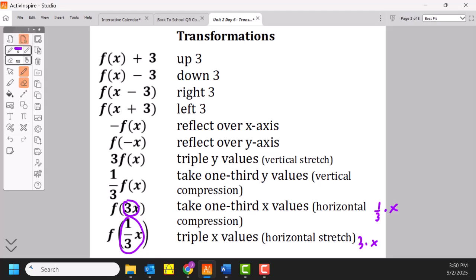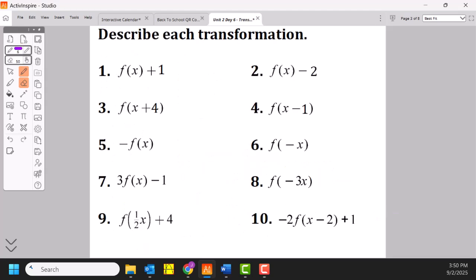All right, so I want you to take a minute to pause the video and try and describe each of these transformations with just shifting up, shifting down, shifting left, shifting right, reflecting, multiplying the x's or multiplying the y's. All right, so take a moment, pause it. All right, and welcome back. So let's go through each of these.